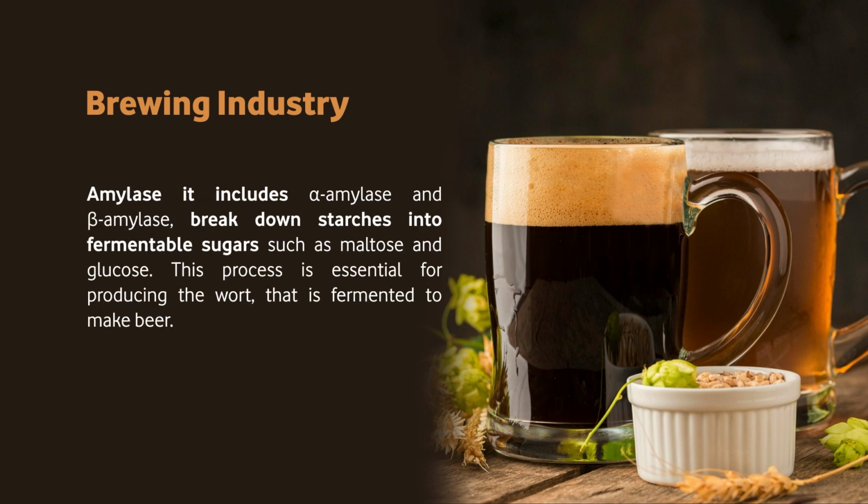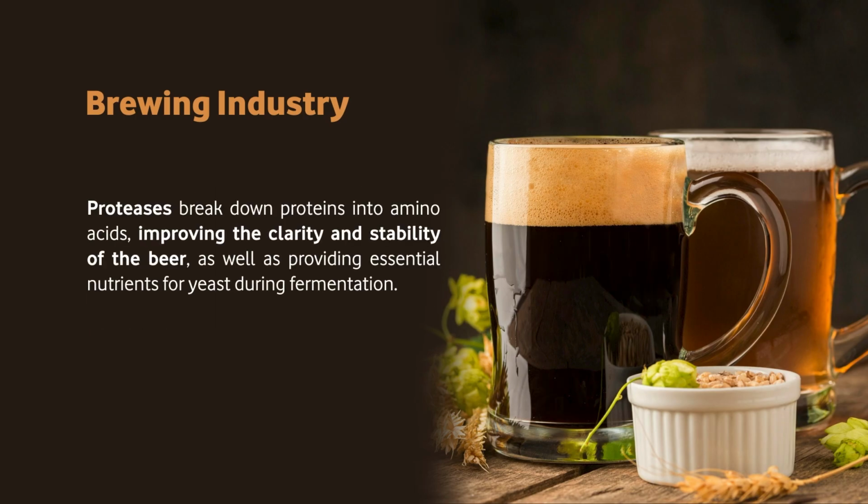So that is amylase. It includes alpha amylase and beta amylase, which break down the starches into the fermentable sugars, that is maltose and glucose. This process is essential for producing wort, and that wort is used for making beer. Then proteases are there which degrade the amino acids and improve the clarity and stability of beer.